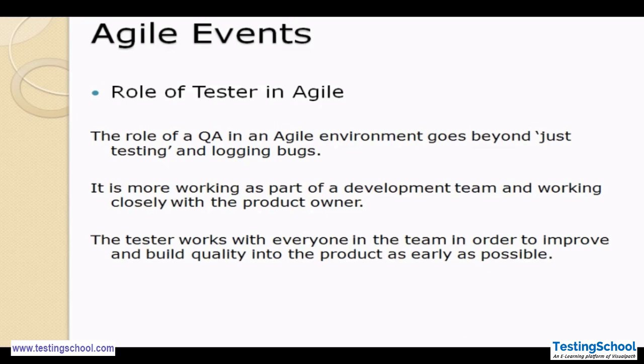Let's see what the role of a software tester in the agile model is. The role of QA in an agile environment goes beyond just testing and logging defects. In the agile model, the tester's task is not only testing and logging defects against incorrect functionalities. It is more about working as a part of the development team.